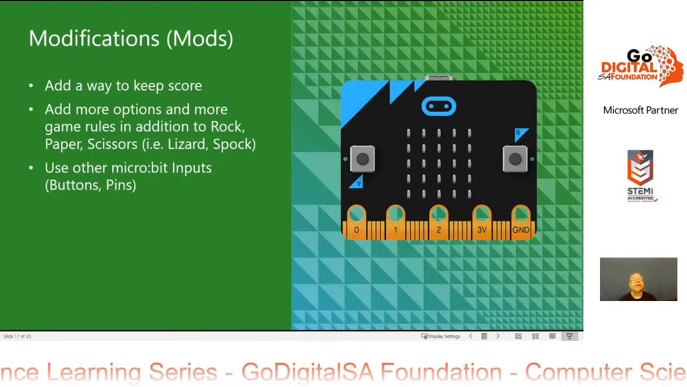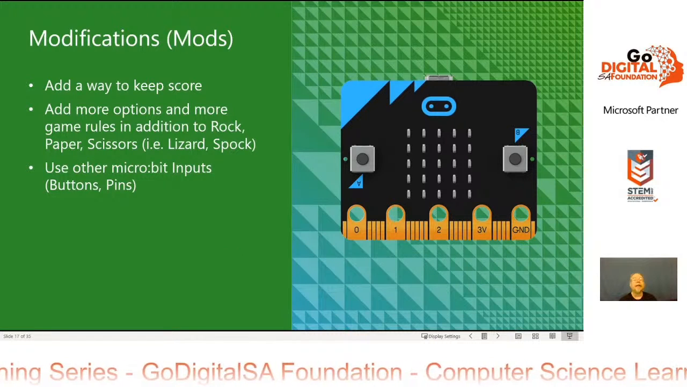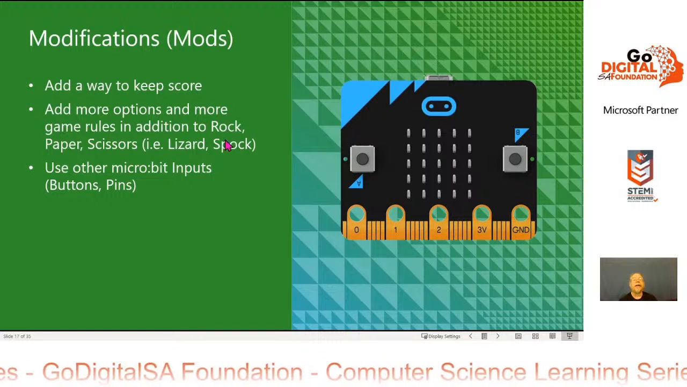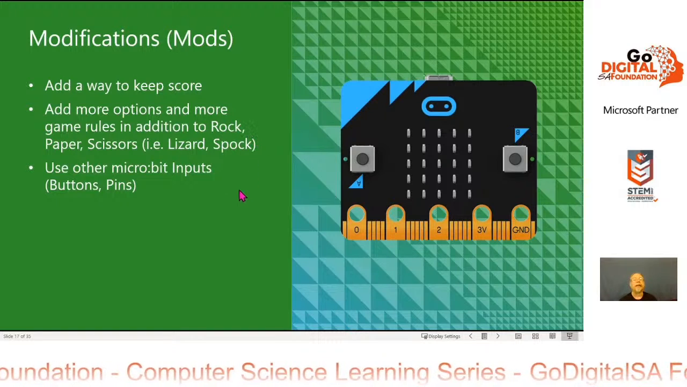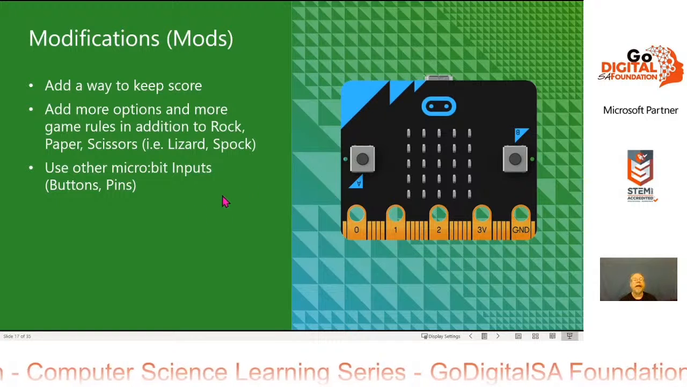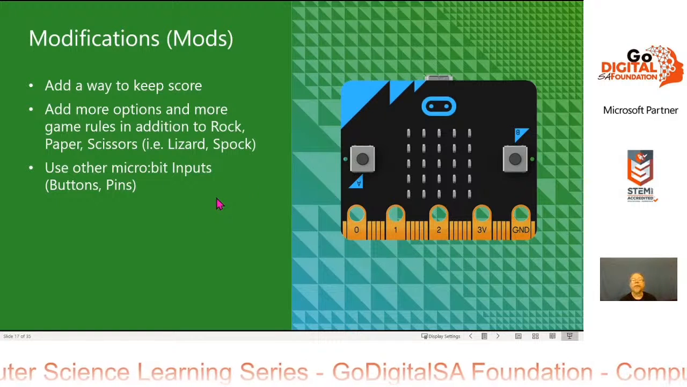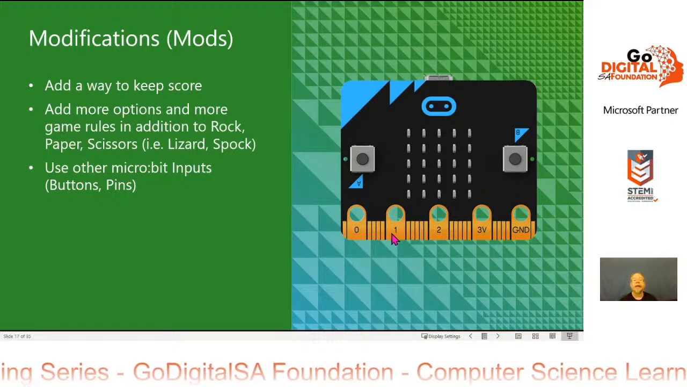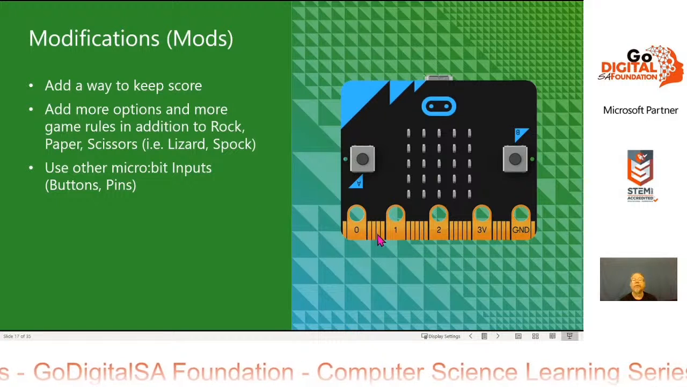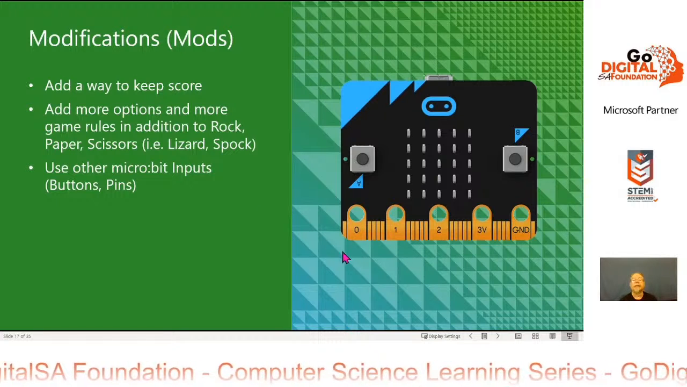Okay, so that was keeping score. And if we want to have more options, we can add more rules to it if we like. To do that, since we only have the 2 buttons A and B, we can use other inputs like the pins. We can use pins 0, 1, or 2 as inputs as well.